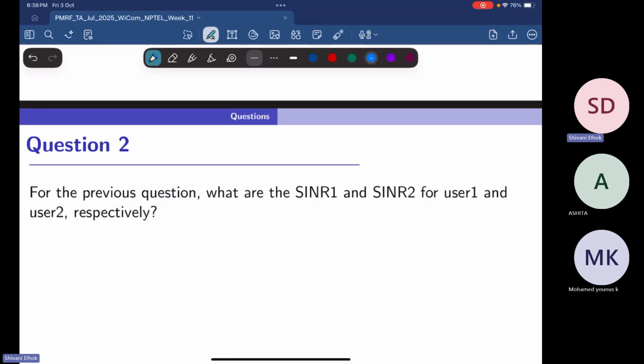Okay, so the question here says that for the values given in the previous question, what are the values of the respective SINRs for both the users? So what are SINR 1 and SINR 2 for user 1 and user 2 respectively?